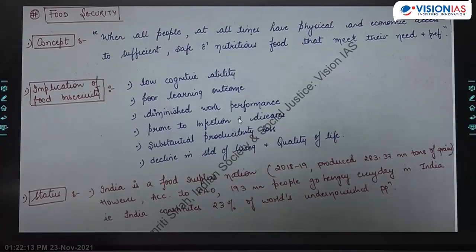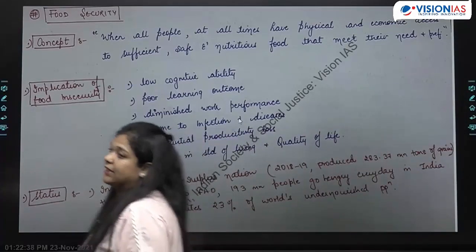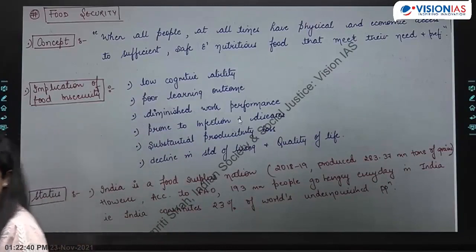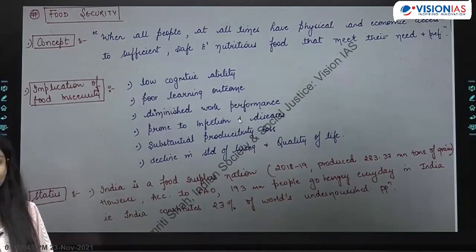Now, if you look at the context of India, there exists a paradox. This is what I mentioned yesterday also, that on one hand, we are a food surplus nation, whereas on the other hand, there are a lot of people who are going hungry every day, right? So India is a food surplus nation, producing approximately 283 million tons of grains. However, according to the Food and Agriculture Organization, 193 million people go hungry every day in India. India constitutes 23% of the undernourished population.